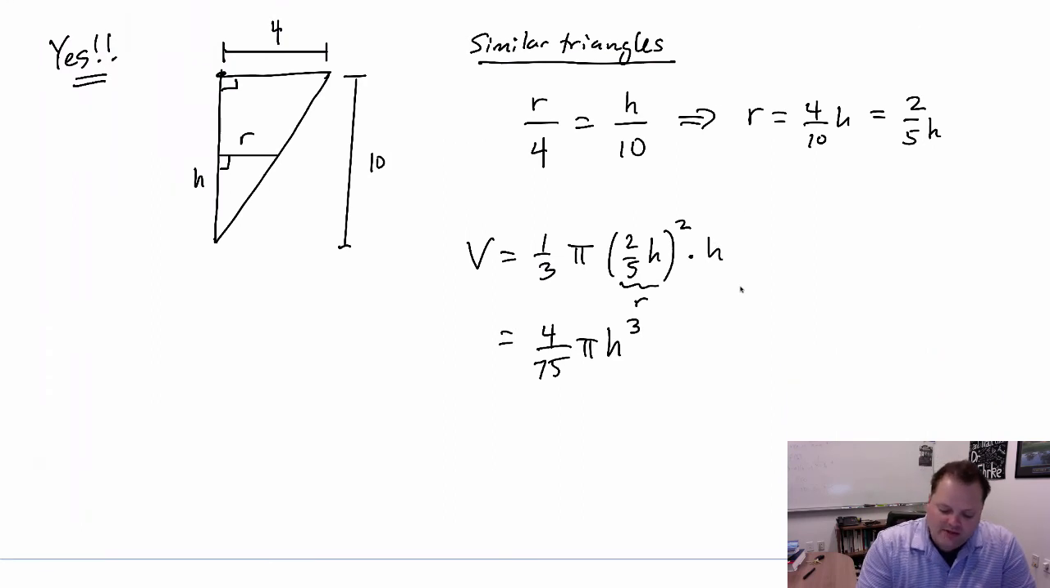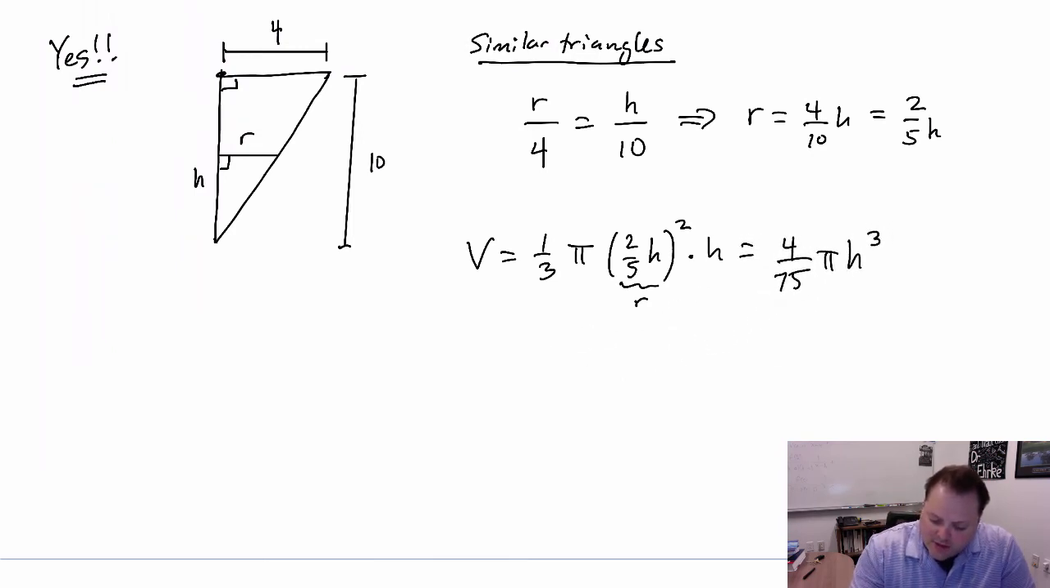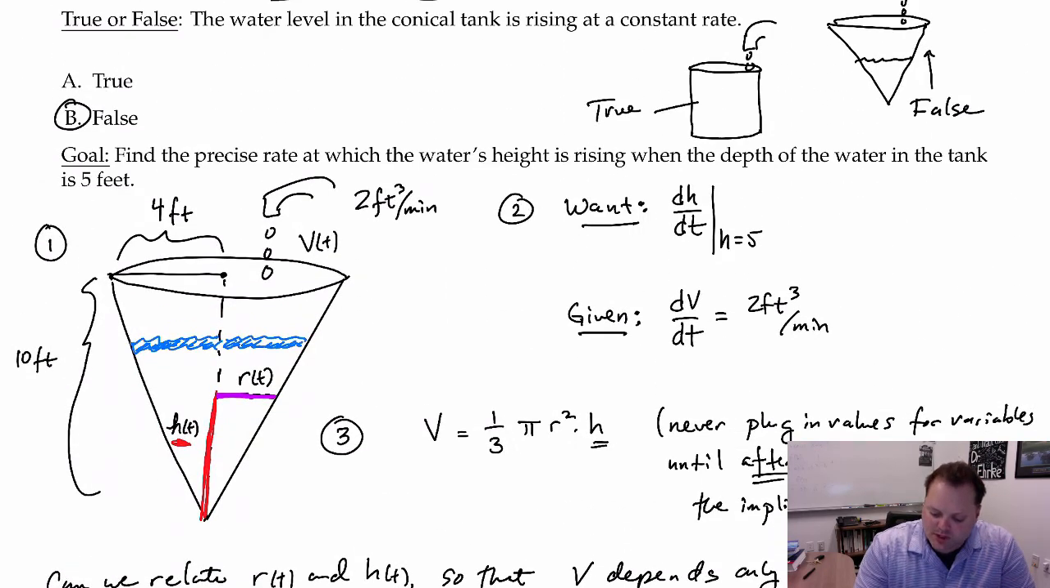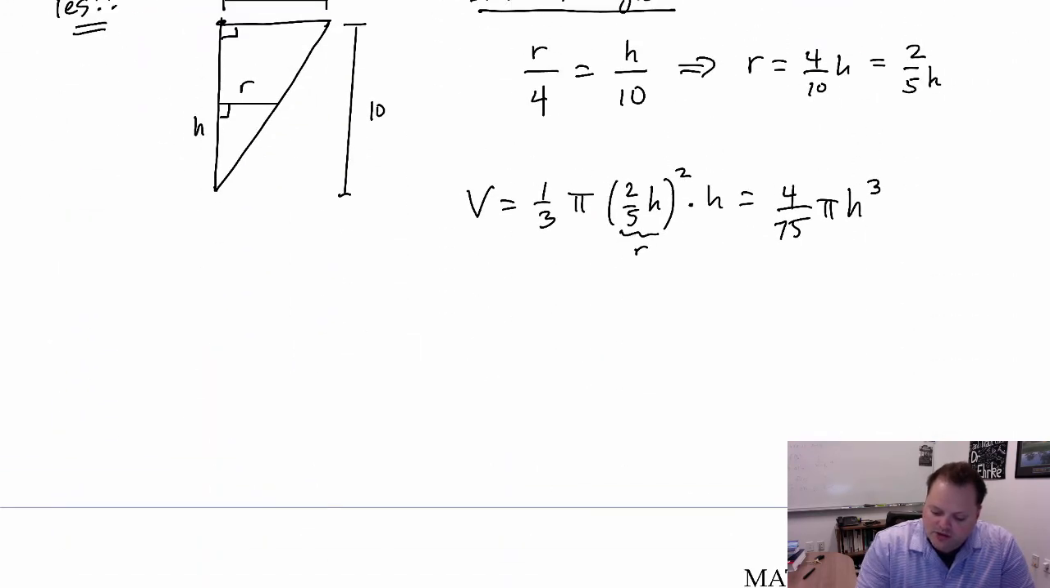So I now have the correct step 3 completed. And when I say correct, I just mean I correctly have volume written in terms of height. In other words, I'm supposed to relate height to volume, and I now have an equation that relates height to volume. So I can continue on to step 4 now.